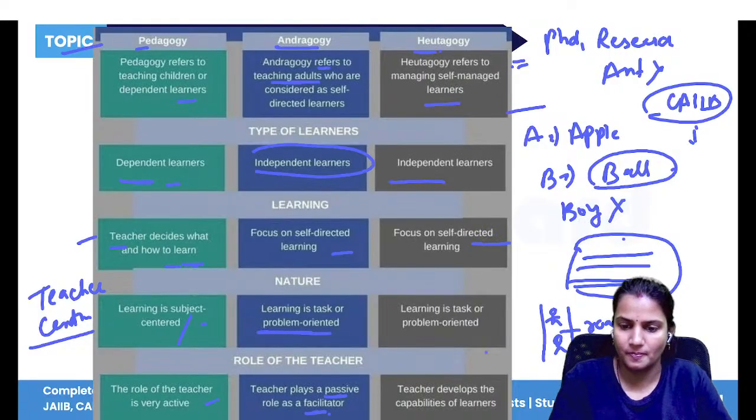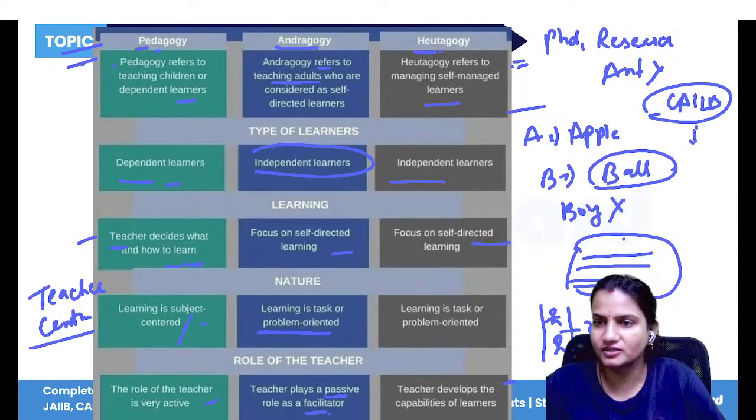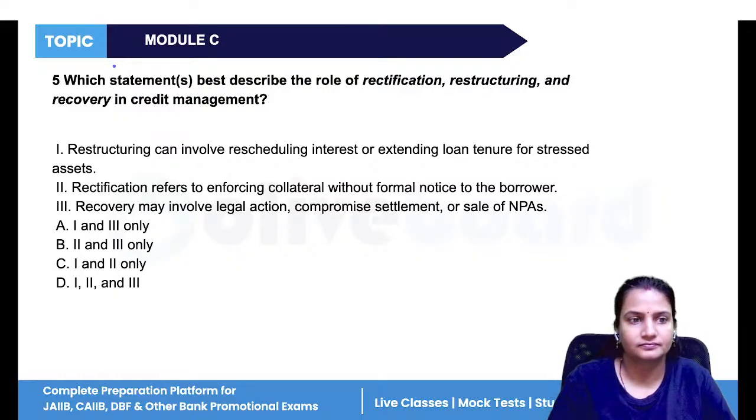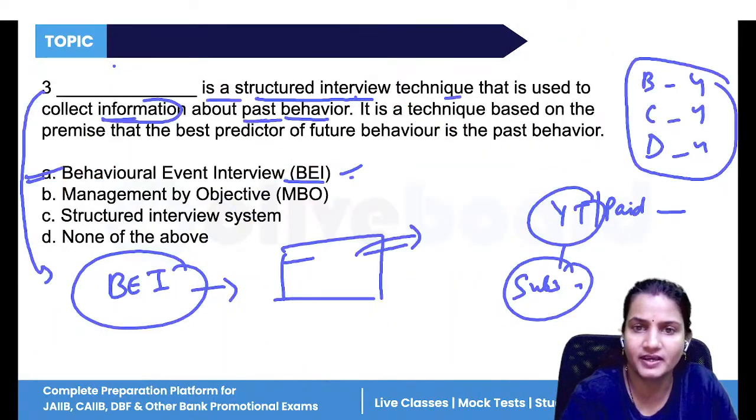Okay, so the role of teacher is passive in heutagogy, and the role of teacher is very active in pedagogy. So this question can also be asked: in which model the role of teacher is very active or very passive: pedagogy, andragogy, heutagogy. Now, so these are the types of questions we'll do in our Module B in Cracker batch.